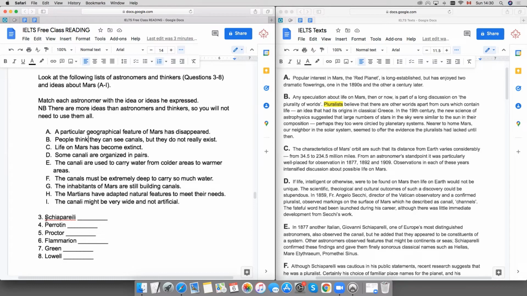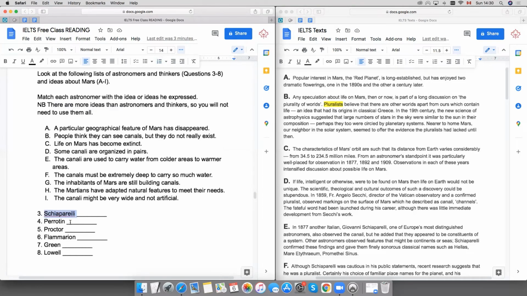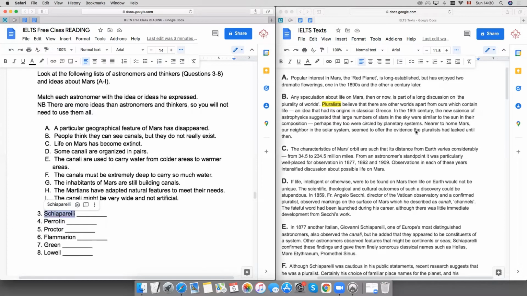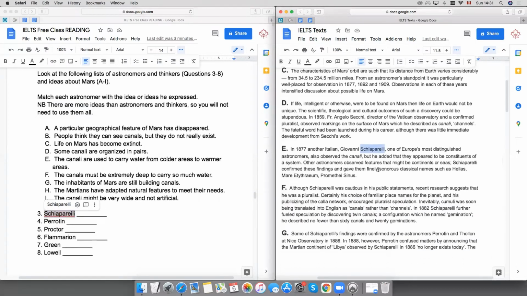If we go down to the actual questions, we see that this astronomer, whose idea we need to identify, Schiaparelli. Schiaparelli, it's a crazy spelling. It's also a very different kind of word than what we're used to seeing. So that is our keyword. We should be able to very easily scan through with that as our keyword. Nothing here. Oh, maybe something. No. Schiaparelli in paragraph E.